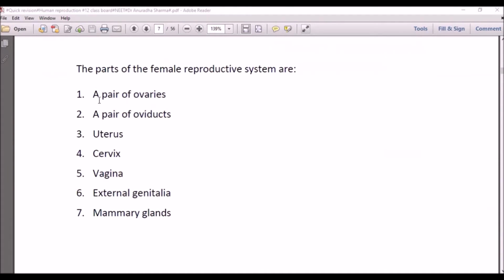First is a pair of ovaries. Second is a pair of oviducts. Uterus is present. The uterus is very important because implantation of the trophoblast occurs in the uterus and the baby fetus will grow in the uterus. Cervix is there, vagina is there, external genitalia and mammary glands.